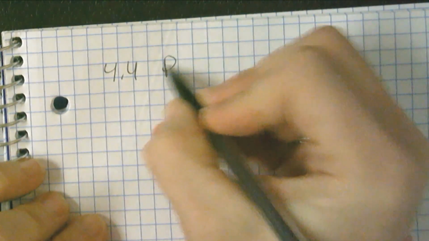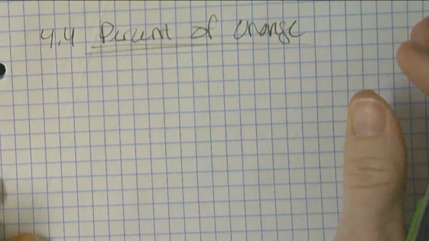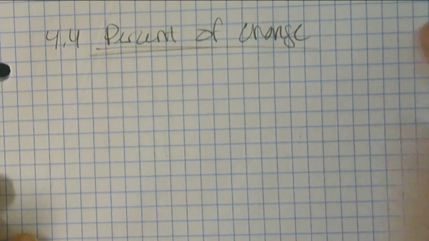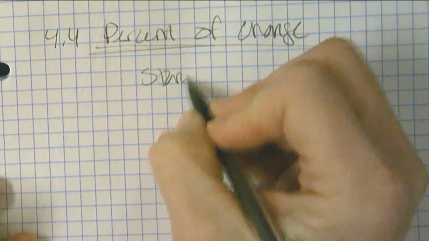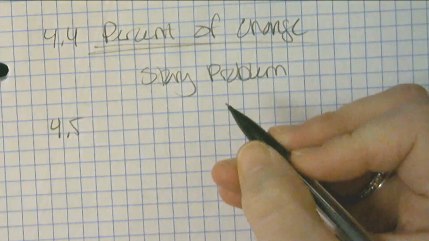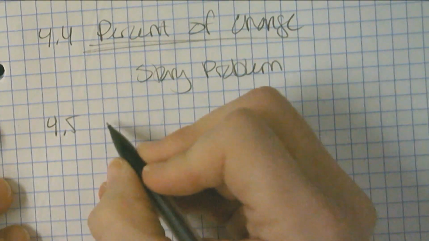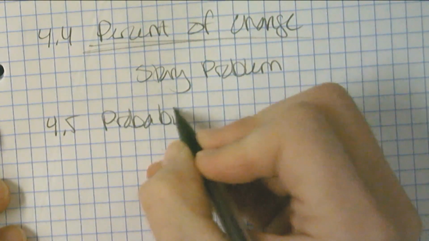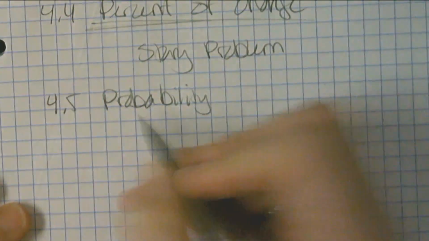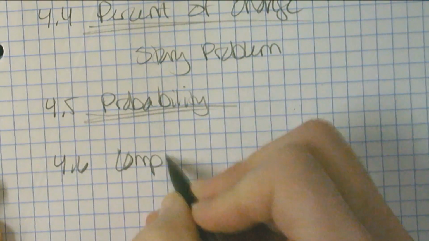All right, 4.4 was percent of change. Make sure you know the formulas for these. All right, story problem. Take a look at that. 4.5 got us into probability. All right, and then 4.6 was compound probability.